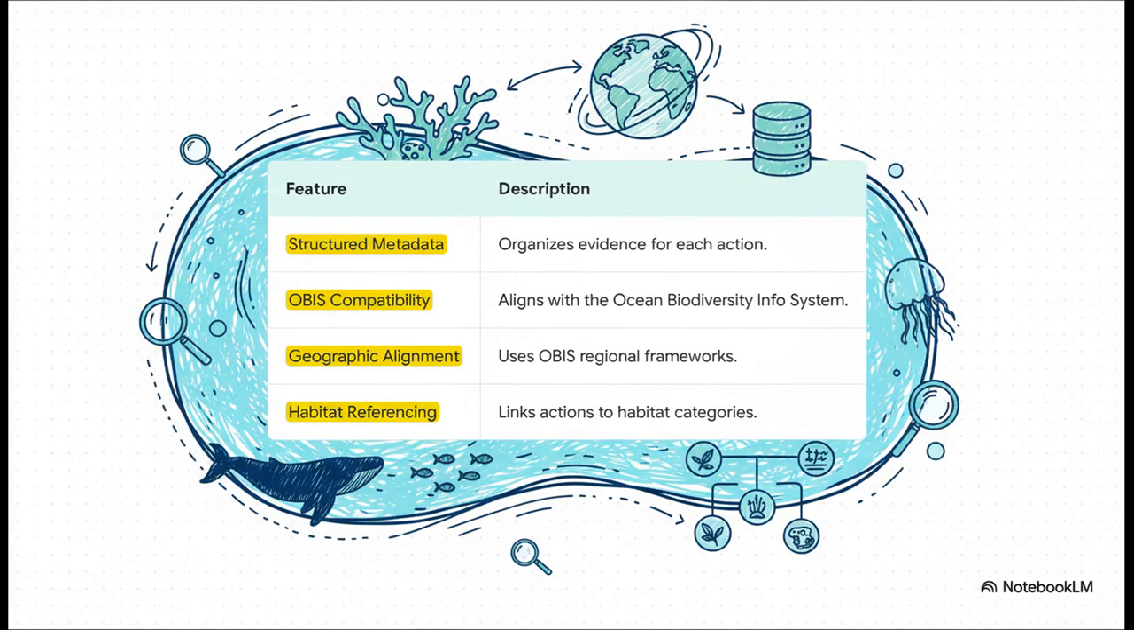To ensure scientific rigor and interoperability, our data architecture is aligned with established standards. As you can see, our structured metadata is designed for compatibility with the Ocean Biodiversity Information System, or OBIS. This includes using OBIS regional frameworks for geographic context and linking our actions to recognized habitat categories, ensuring the data we generate contributes to the broader scientific community.